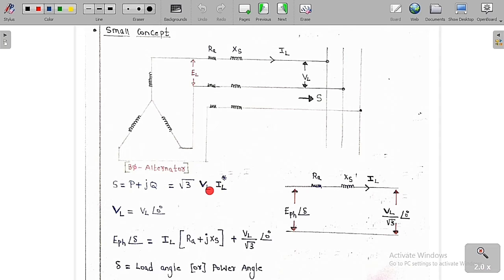This VL bar is a complex number. It is a vector value. I have already told you. So it's a vector value. So VL bar is equal to VL at an angle of 0 degree. I am going to assume like this.